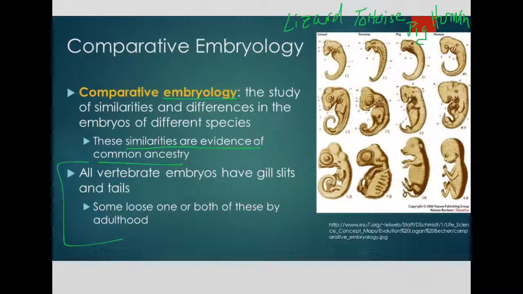And you can find a lot more of these if you Google image comparative embryology. But at some point they all have gill slits and they all have a tail. And some of these organisms lose one or both of those in adulthood because the adults no longer use them. This leads us to believe that there was a common ancestor whose embryos developed in this same way.